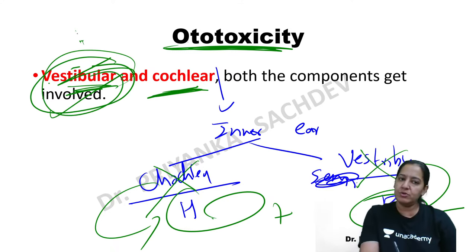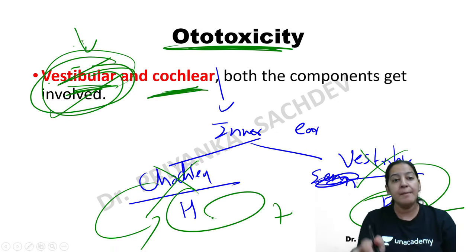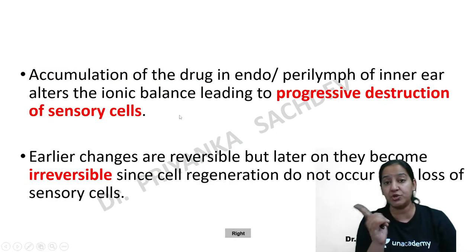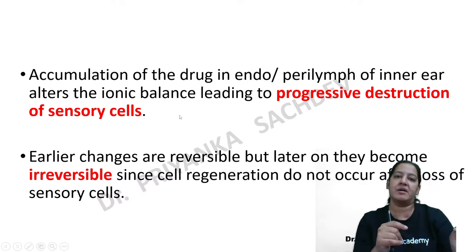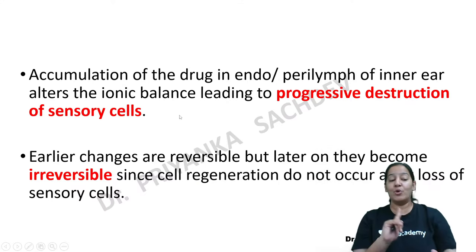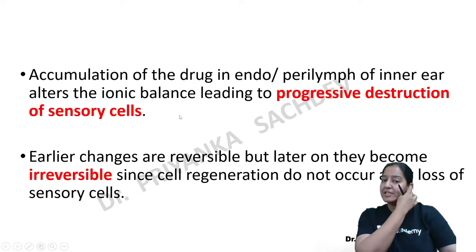Once you stop the drug, vestibular damage will go away, but cochlear damage will be permanent. The patient will not leave you; he will become deaf in both ears. The patient won't spare you, right? So don't make this mistake. You got my point? So there are both toxicities.